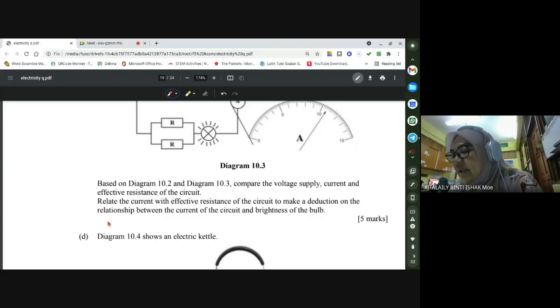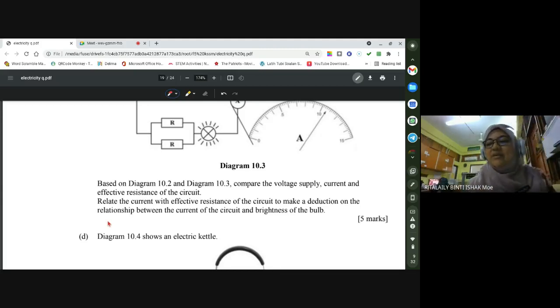Okay, higher current, lower effective resistance. It should be the other way around, because effective resistance is the manipulated variable. Okay, the current is the responding variable. So the best answer is we write the manipulated first, then the responding. So lower effective resistance, higher current. But if your answer is higher current, lower resistance, you still get the mark. You won't be penalized for the wrong arrangement.